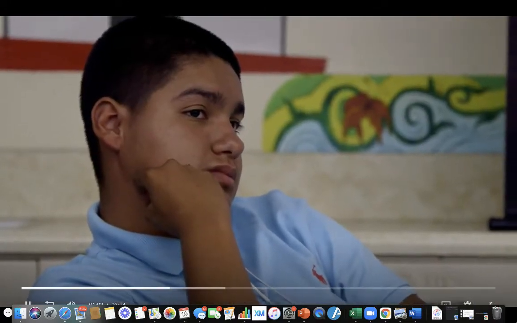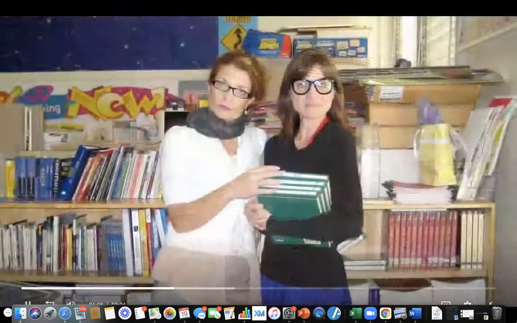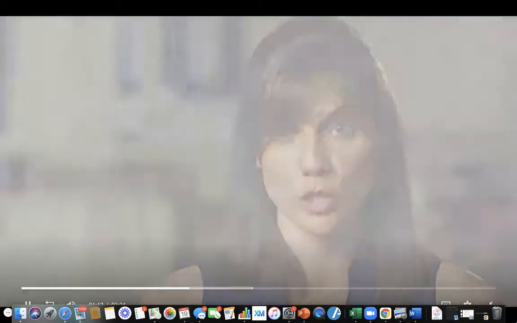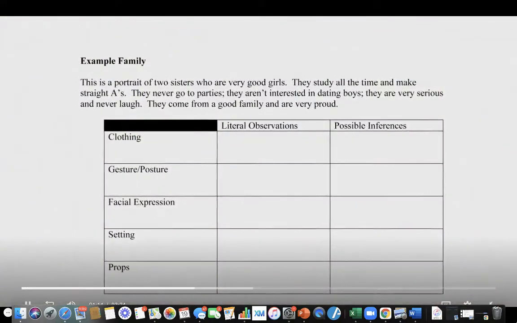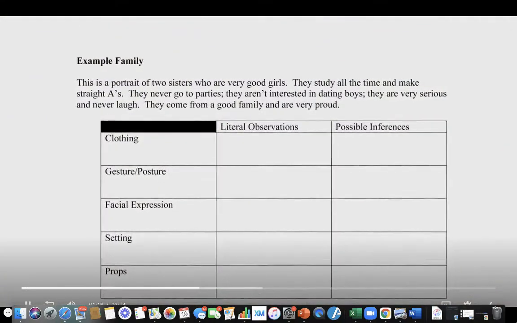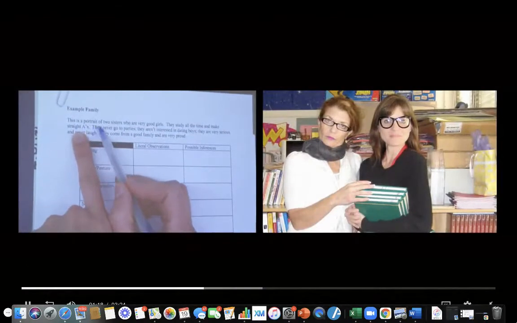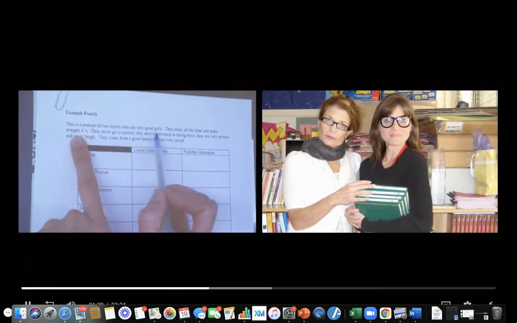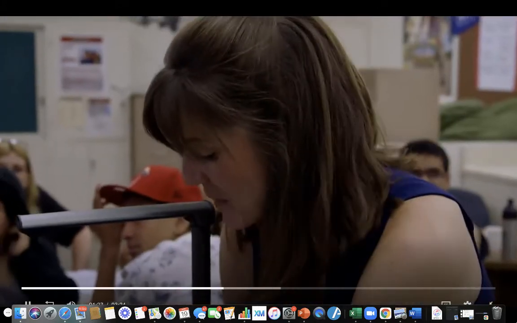So when I introduced the final project, I had an example of what I wanted the finished project to be, and I had a graphic organizer up that was blank, which looked identical to theirs, and I had the synopsis. This is the sample. Look up here and follow along. This is a portrait of two sisters who are very good girls. The I do part is just me modeling how I'm thinking about the picture. I'm just thinking aloud.